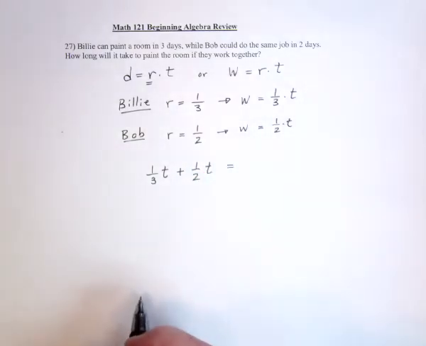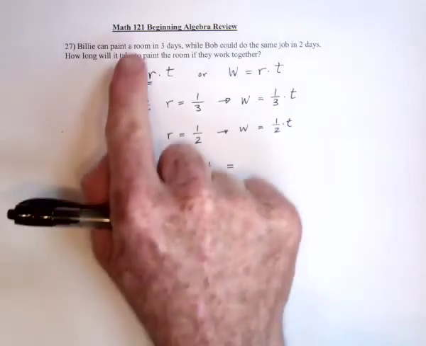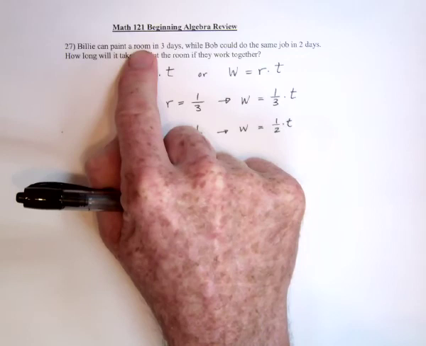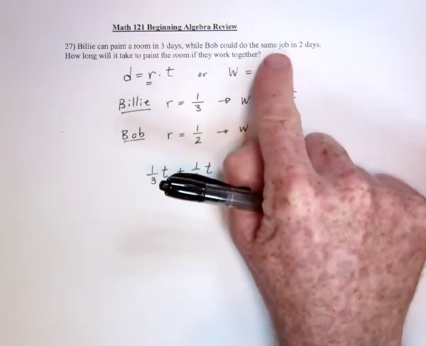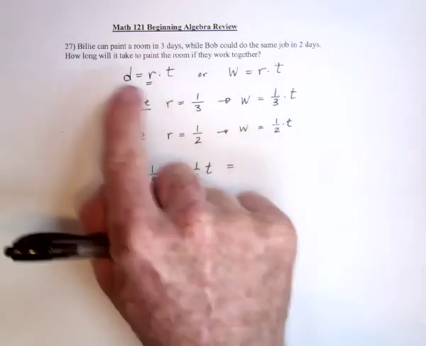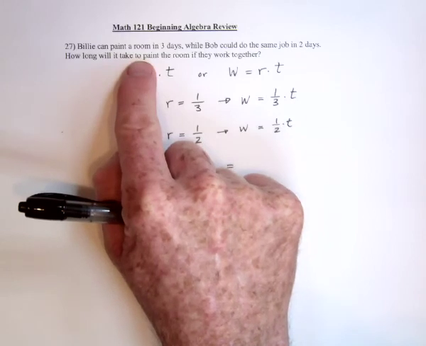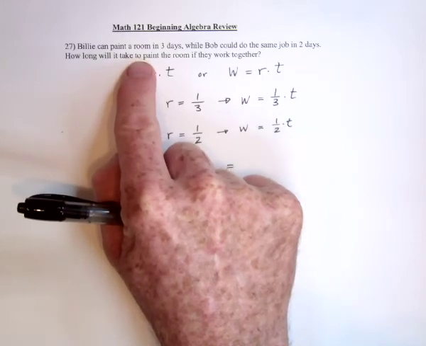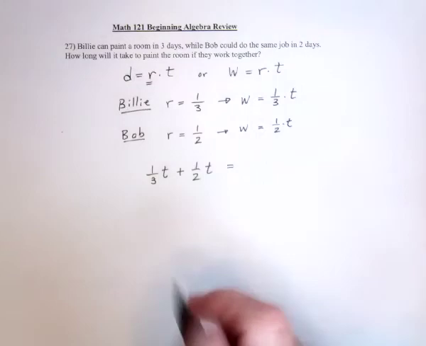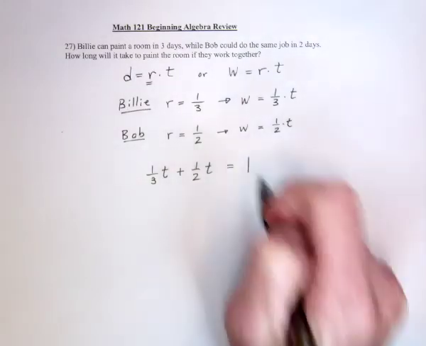And then, what does it equal? Well, what it equals is they're painting a room. So that is one job. So this is saying he can do a job in 3 days. He could do the same job in 2 days. How long would it take for that one job if they were to work together? So it means you add them together, it equals one job.